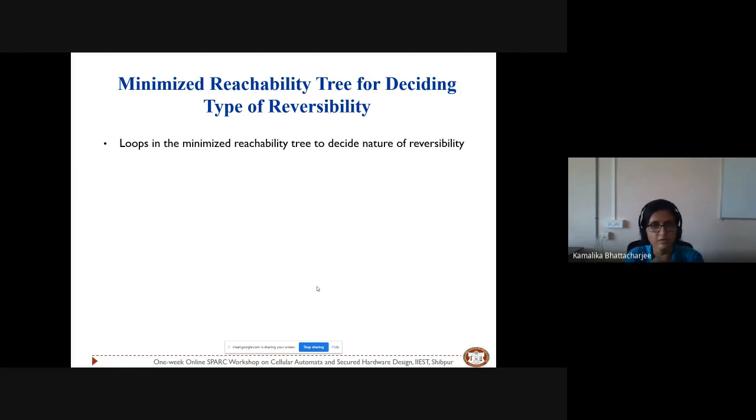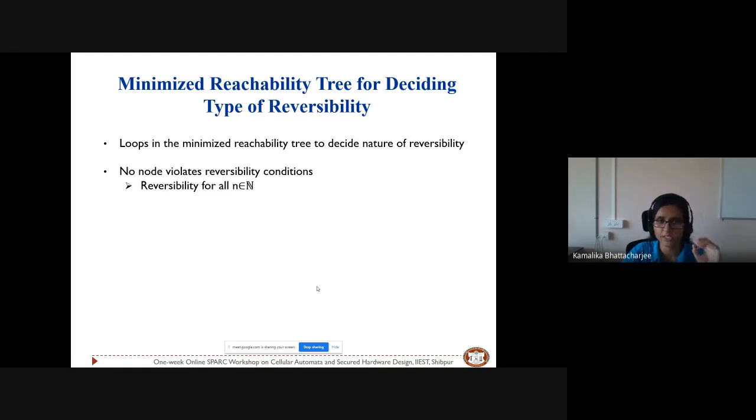But for the non-trivially semi-reversible and reversible case, you will be having loops in the minimized tree. So the minimized tree is going to be complete. There will not be any cases where we get an unbalanced node in between. That will not happen. So our complete minimized tree we can draw. If there is no node that violates the reversibility condition, we can declare that the CA is reversible for all n.